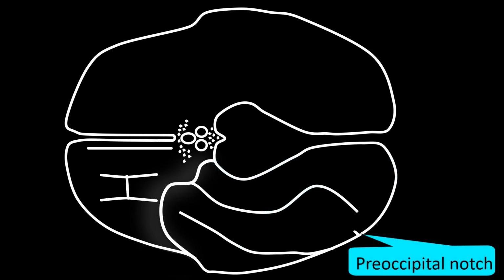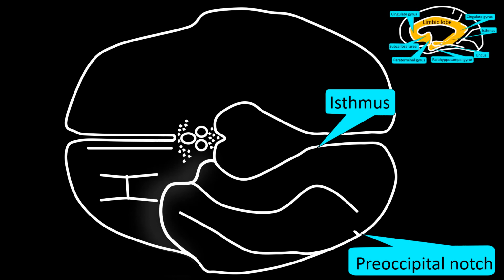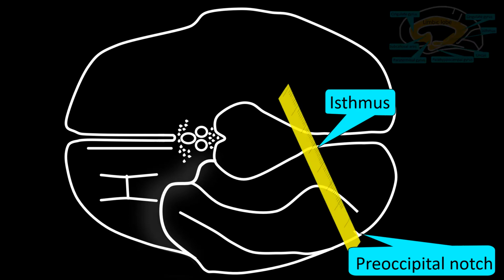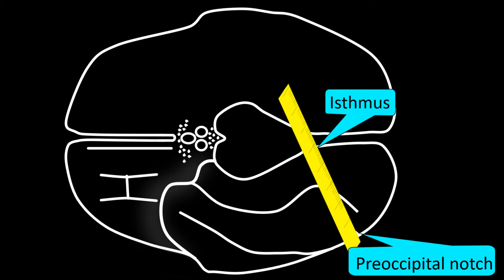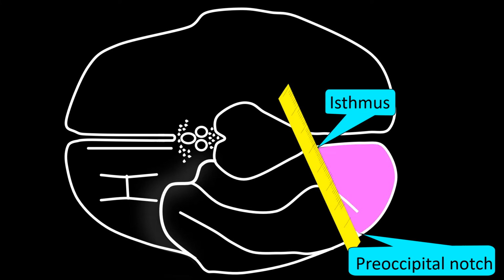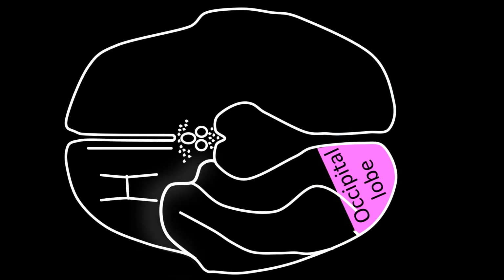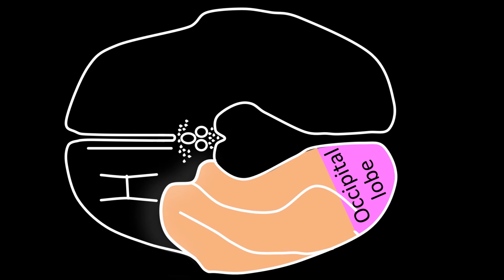Now go to the pre-occipital notch and to the point just at the end of the heart figure called the isthmus. The isthmus of the limbic system. And use a ruler between them to draw a line. Behind this line is the occipital lobe. In front is the temporal lobe.